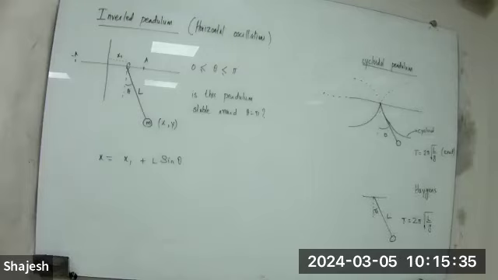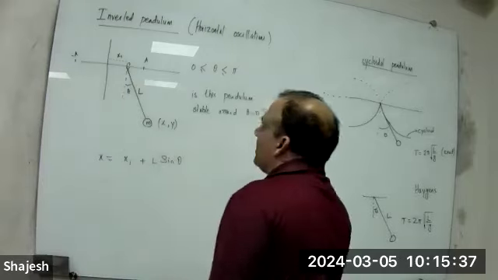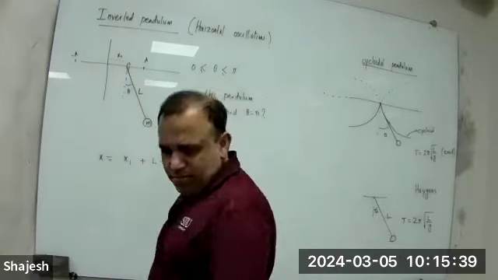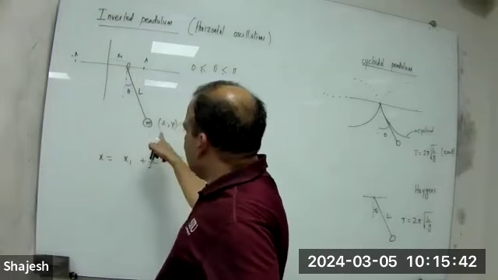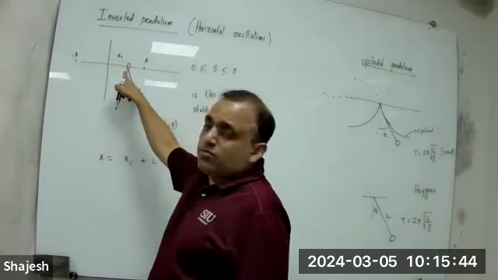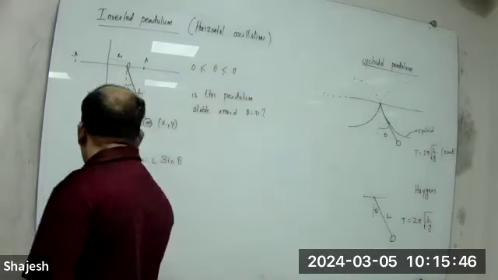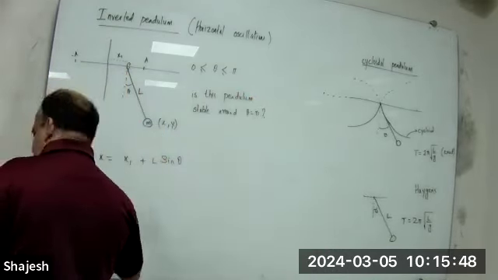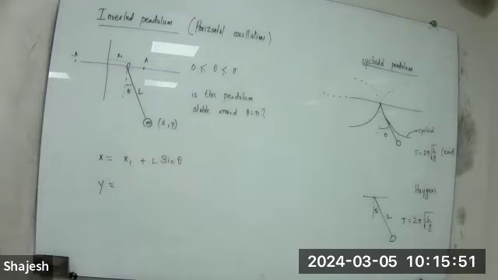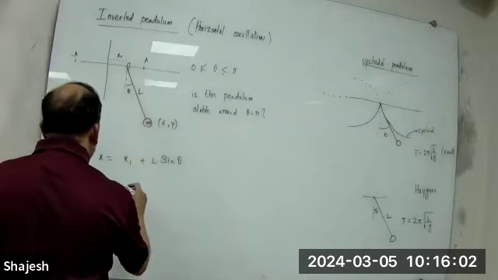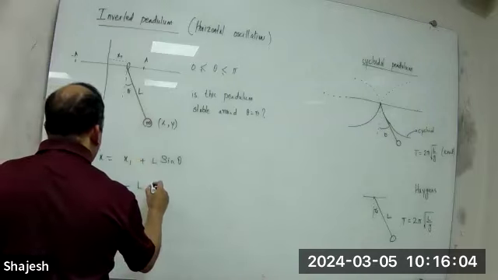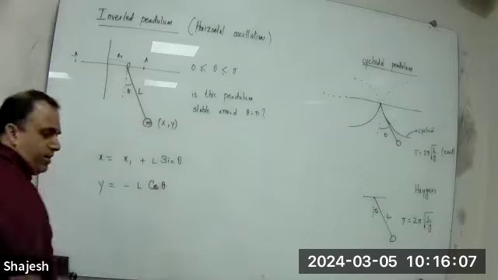So if this is the problem, maybe I should first state, if this was free to move, X1, that's our equation, and Y would be how much? Since you guys have worked on the problems. Y will be minus L cosine theta, right? Good.